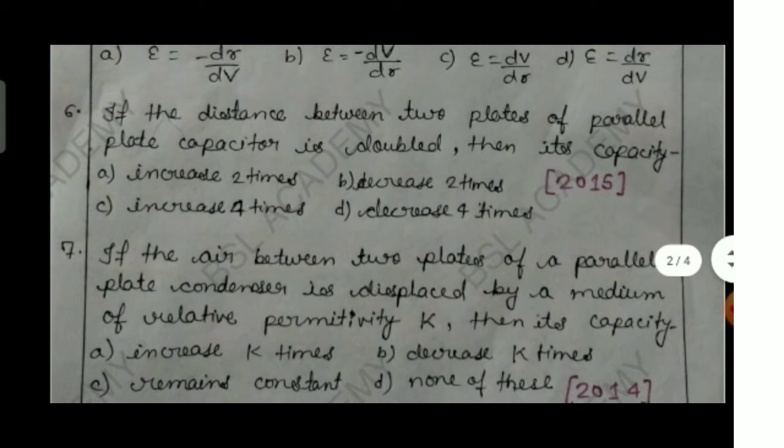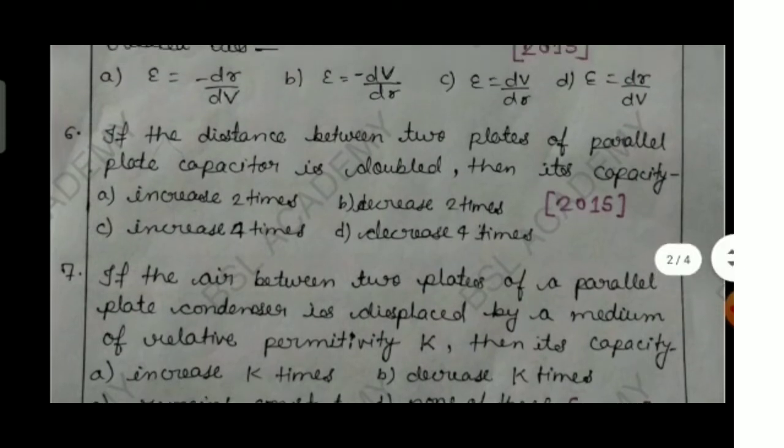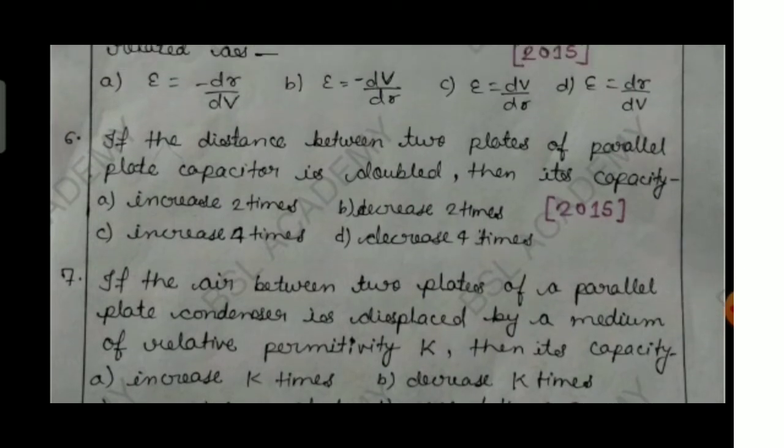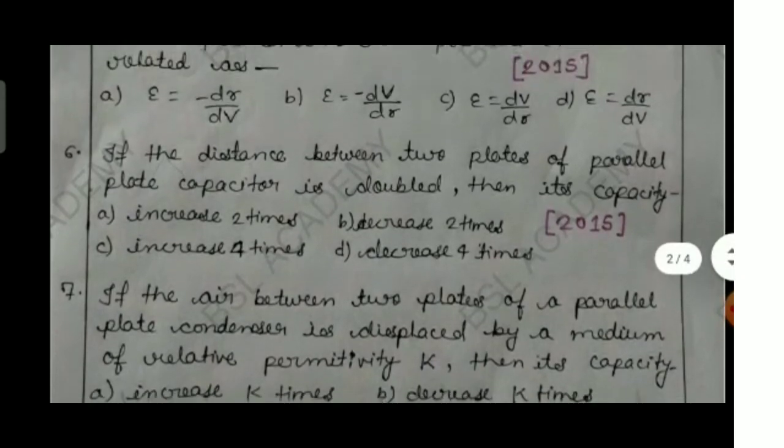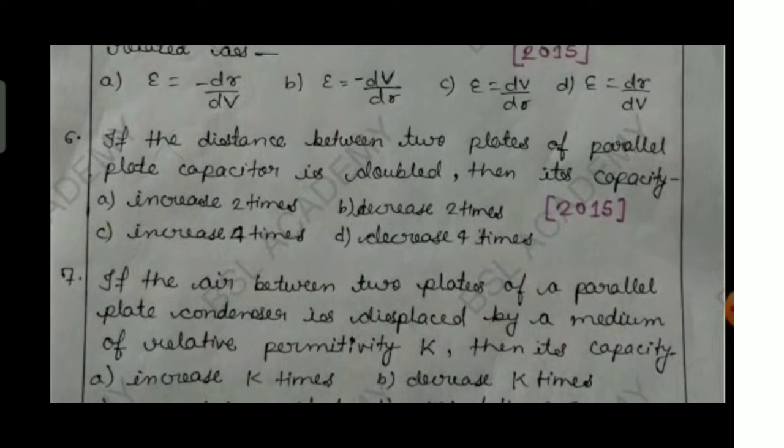And the next question is: if the distance between two plates of a parallel plate capacitor is doubled, then its capacity, which was asked in 2015. Option A, increases 2 times; option B, decreases 2 times; option C, increases 4 times; and option D, decreases 4 times.